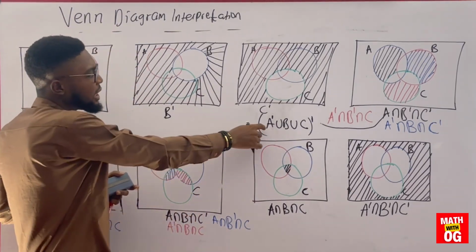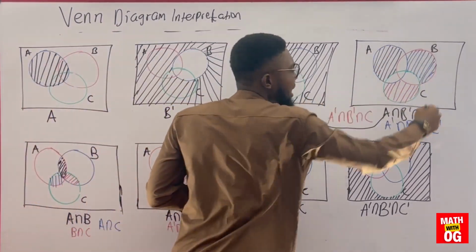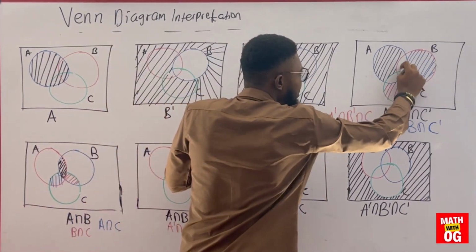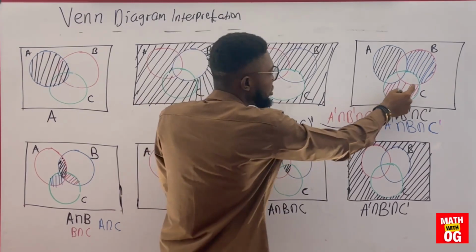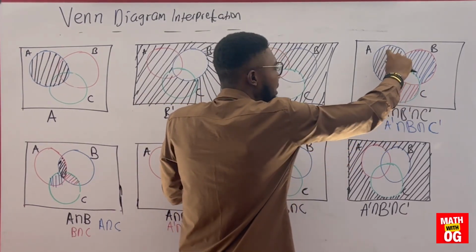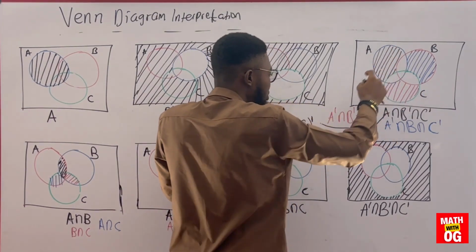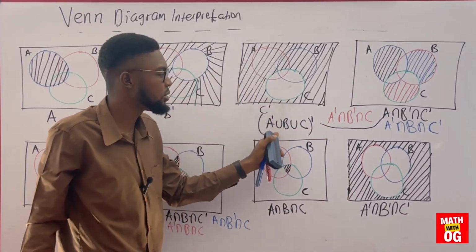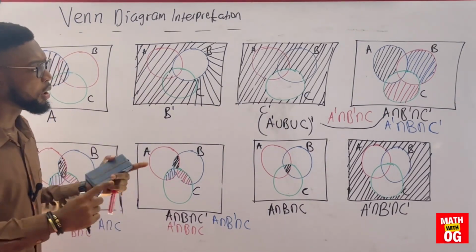But when you shade everything in A complement, you are going to shade everything outside A. Now, when you shade everything in B, you are going to shade everything inside B. When you shade everything in C, you are going to shade everything inside C. You observe that this part that is A only will not be shaded. So this part that will not be shaded is simply the complement of A complement union B union C.